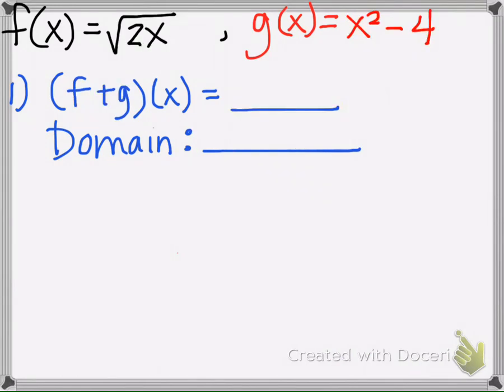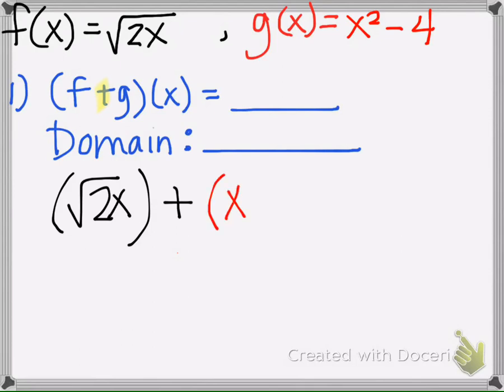Alright, here we're given a new value for function f and function g. So we could see here, now it's saying to add f with g. So we're going to take f, which is the square root of 2x, and add it with g, which is x squared minus 4. So adding here, we're going to combine the two together, and we don't have any like terms.